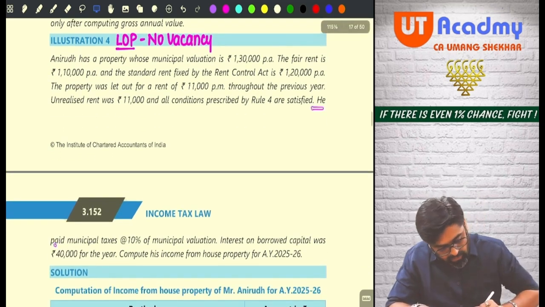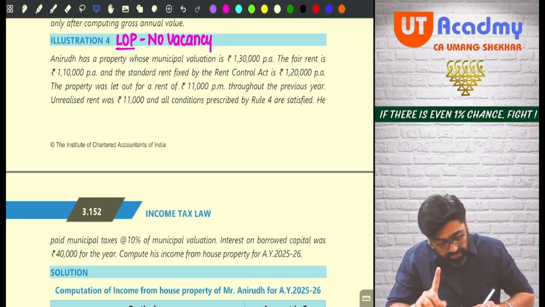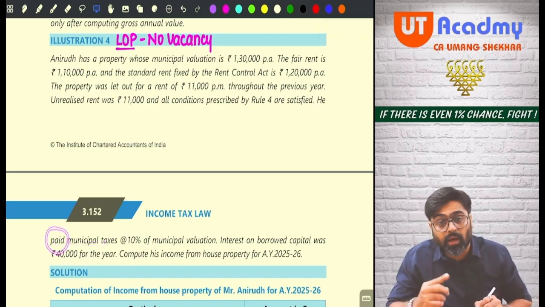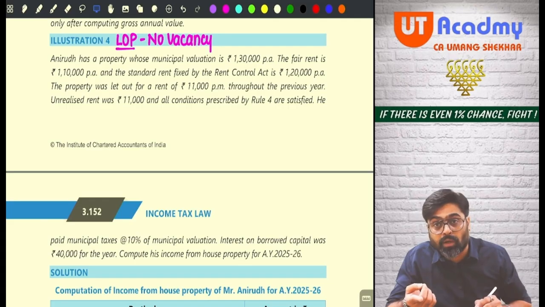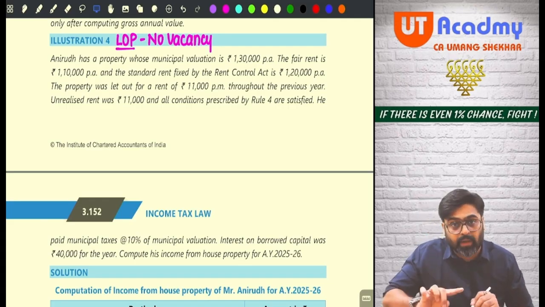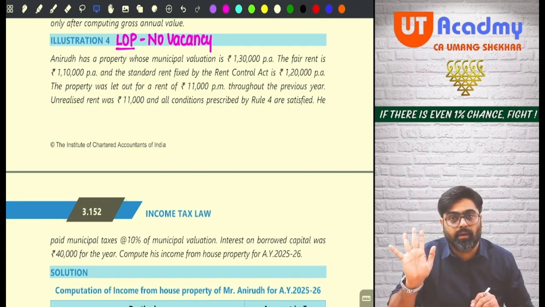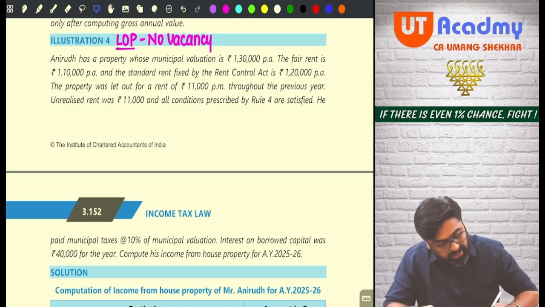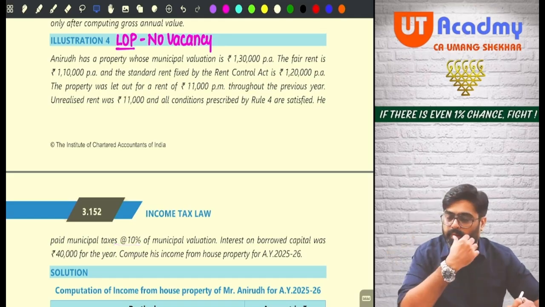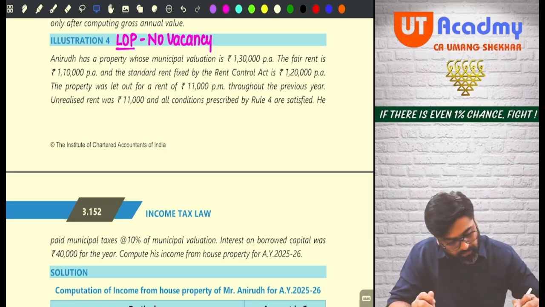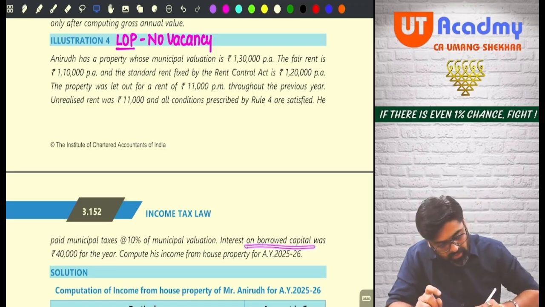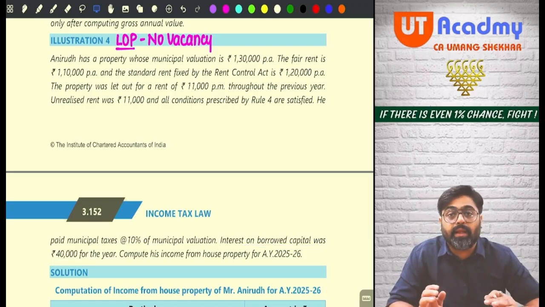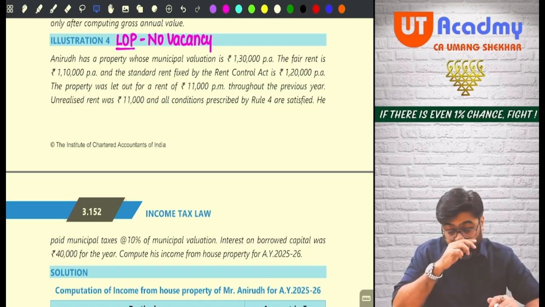Now, he paid municipal taxes. See, they are saying he paid means who paid? Anirudh paid. Anirudh is the owner. And owner has paid, meaning actual paid. Yes or no? Municipal taxes at 10% of municipal value. Interest on borrowed capital was 40,000. Meaning interest on housing loan. It is 40,000.